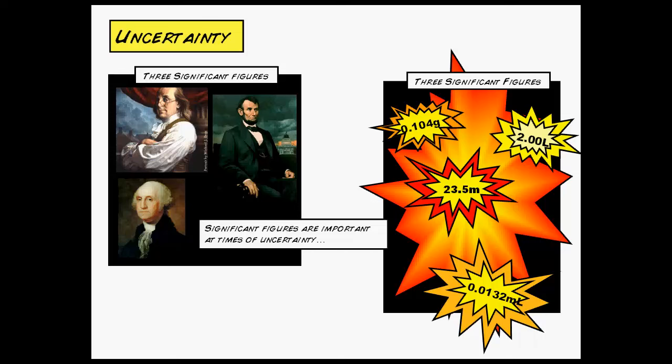The way that we convey uncertainty in science is using significant figures. On the left we have 3 significant figures from American history. On the right we've got 4 measurements, all of which are given to 3 significant figures. The number of significant figures is the number of important digits, or the number of significant digits, that are needed to interpret that measurement. We count significant figures starting from the first non-zero digit on the left.